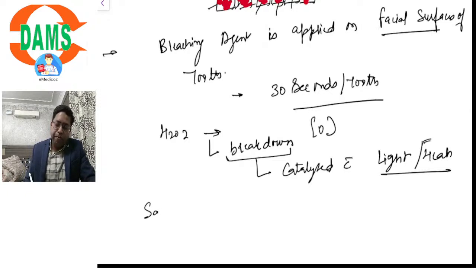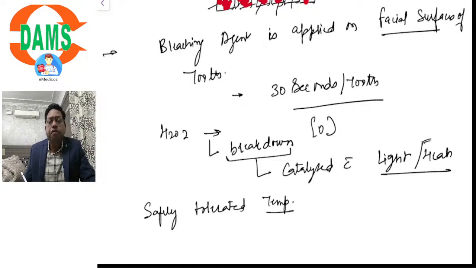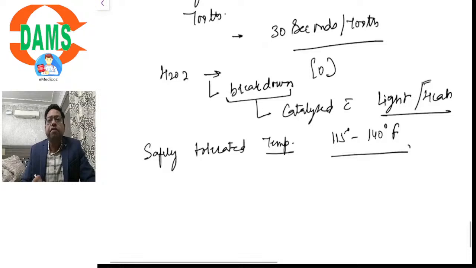But you have to always remember that the safely tolerated temperature of vital teeth is 115 to 140 degrees Fahrenheit. We have to ensure that whatever form of heat application or light we are using does not increase the tooth surface temperature more than this limit, because above this temperature there are chances of pulpal damage. Our purpose is to bleach the tooth and not damage the pulp.